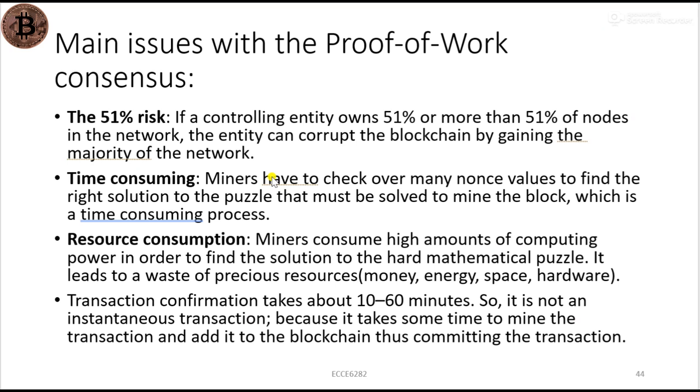Okay, proof of work, this consensus algorithm, is a really time consuming and resource consuming algorithm, and there are some main issues related to it. The first one is the 51% risk. Now what is the 51% risk? It is said that if in the Bitcoin network there is some controlling entity who owns 51% or more of the miners or nodes in the network, then that entity can corrupt the blockchain by gaining the majority of the network. So in order to gain the majority, the attacker needs to get at least 51% of the nodes in the network, and then they can make changes to the blockchain which are not detectable.